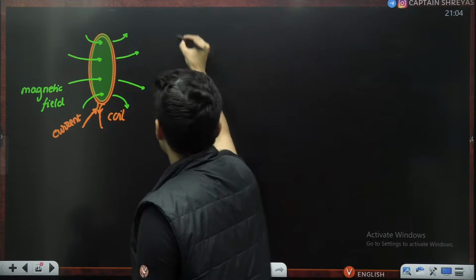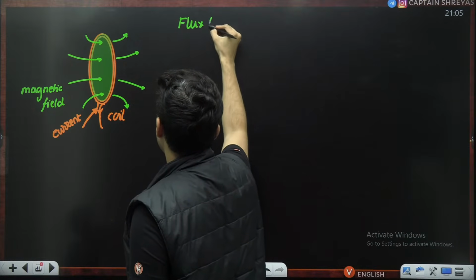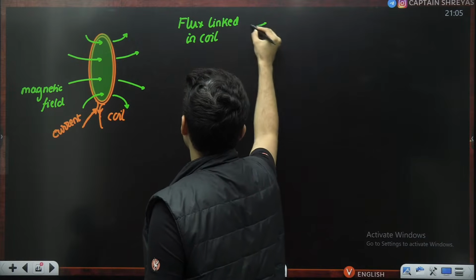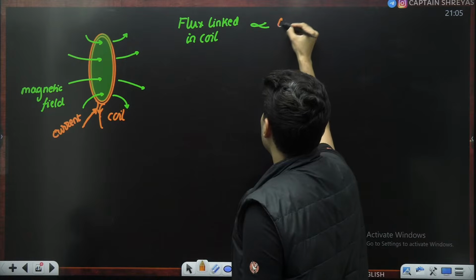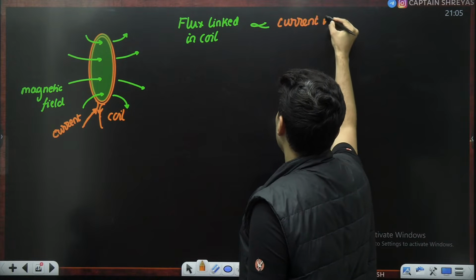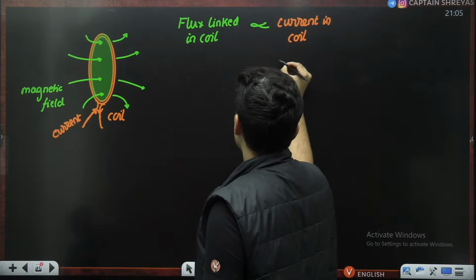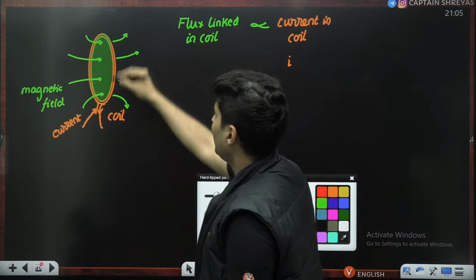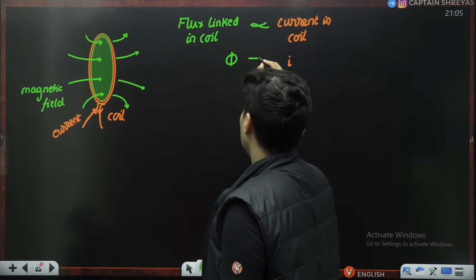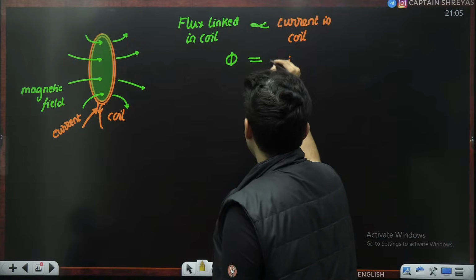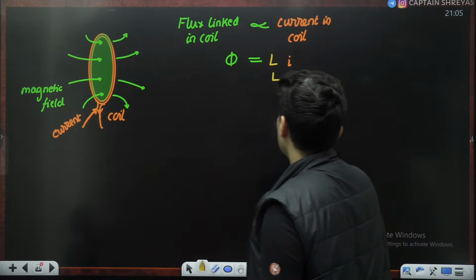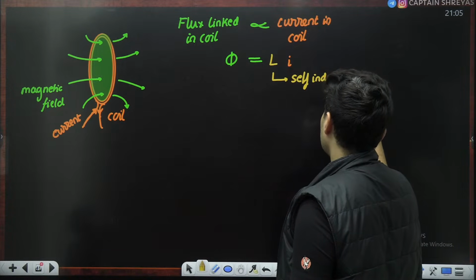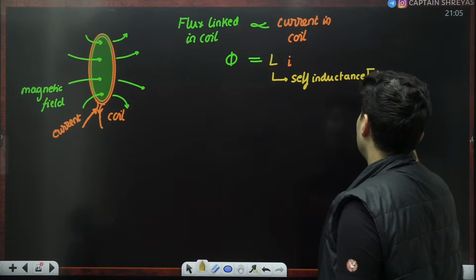So I can just say the flux linked in that particular coil is directly proportional to the current in the coil. The current is I, and the flux being created by the field is phi. So phi is equal to L times I. This is your self inductance, and the unit of this is a Henry.